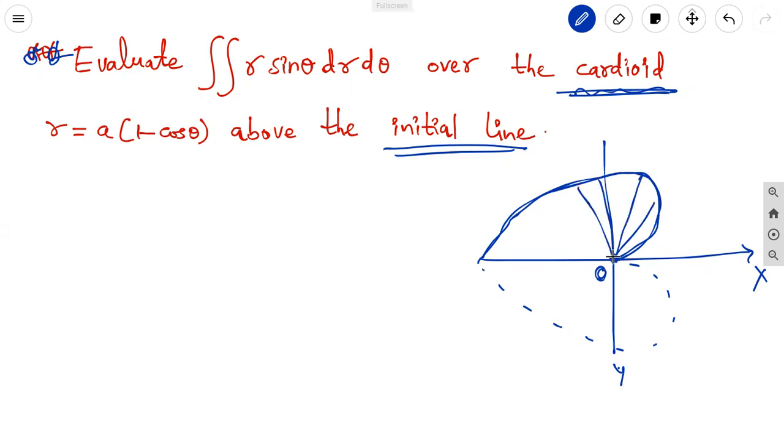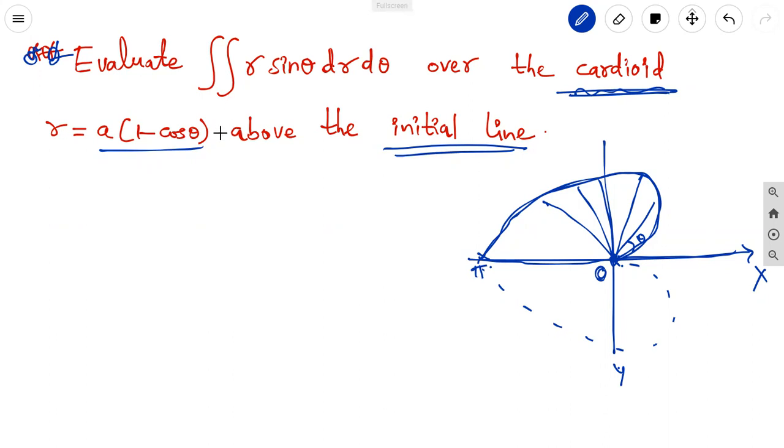These are the strips. Okay, it is bounded by the initial line, meaning this is the initial line. In this, the angle also starts from 0 degrees to, what is the angle? This is π, π means 180 degrees. So the main thing we find is the angle, that is the second variable, θ, angle and radius. What is the radius? r also starts with 0 radius to r equal to a(1 − cos θ). That is the upper limit of the double integral with the r variable.